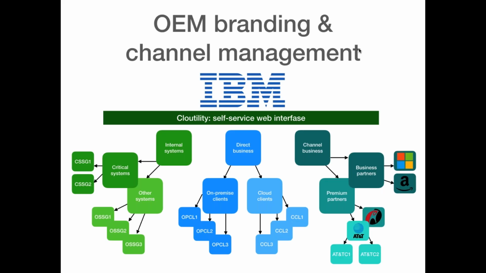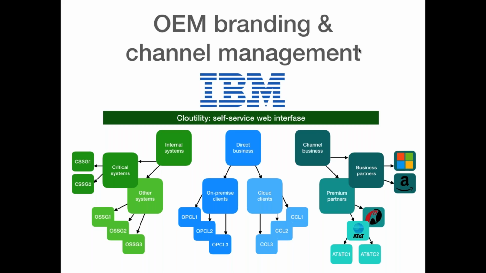Another part of Cloutility, if you're interested in going to market through a channel of partners, is OEM branding of all tenants. So if some of your tenants are partners that go to market with your solution, in this case we have an IBM branded Cloutility solution. And on the right hand side, there is a channel business where, in this case, IBM goes to market through some business partners. This is Microsoft and Amazon.